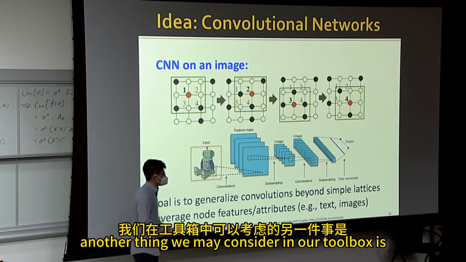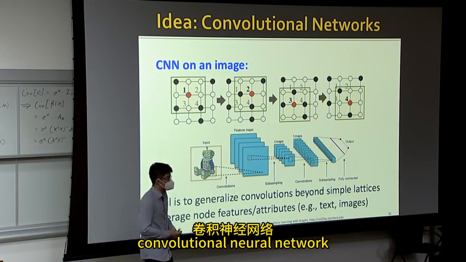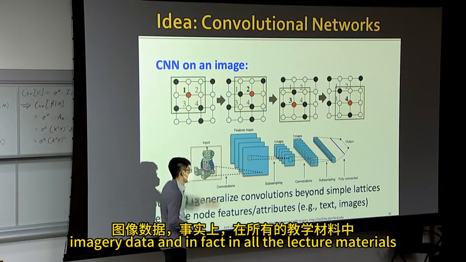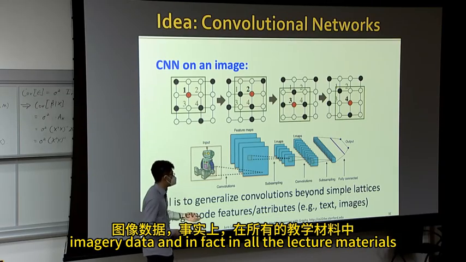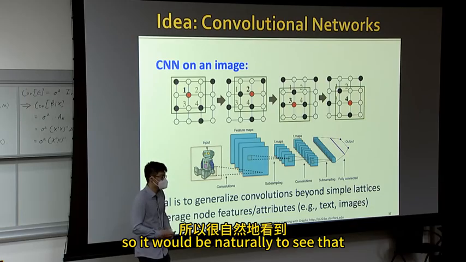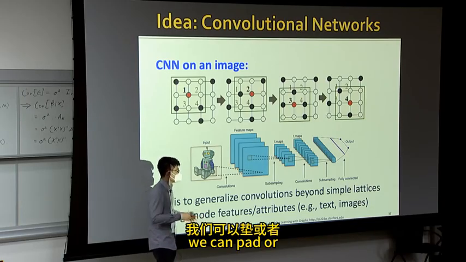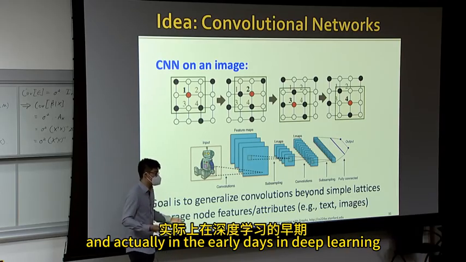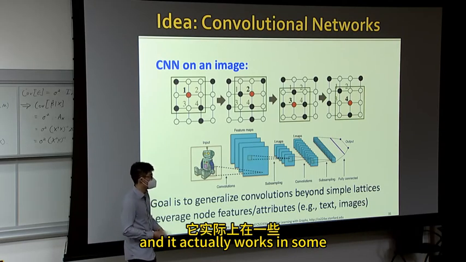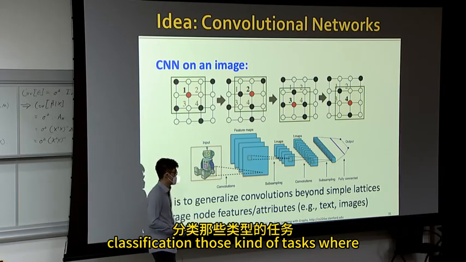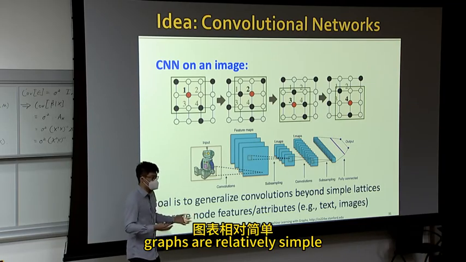Another thing we may consider in our toolbox is the convolutional neural network. Because for convolutional networks, you can easily process image data, and in fact, in all the lecture materials, we visualize a graph as an image. So it would be natural to pad or downsample the graph into 2D space and then use a CNN to process the graph data. Actually, in the early days of deep learning, researchers did that, and it works in some cases, for example molecular classification, where graphs are relatively simple.